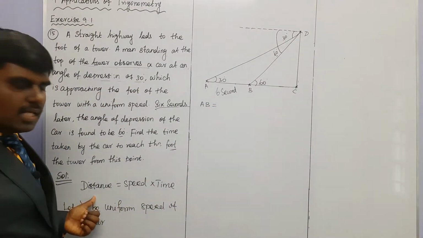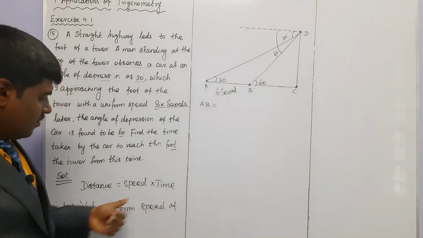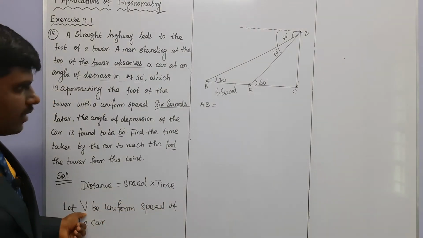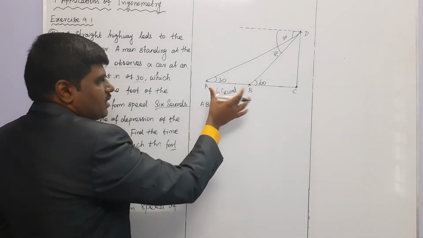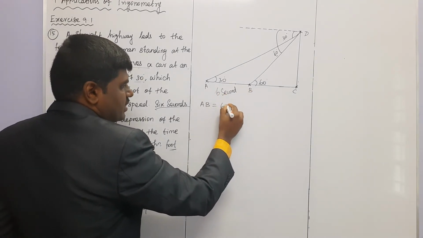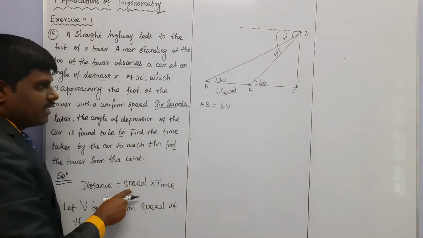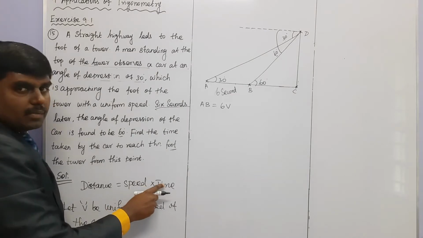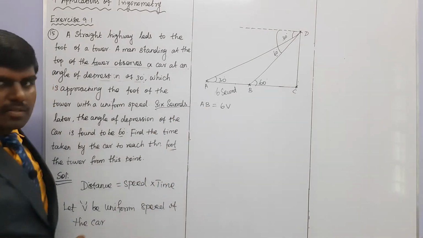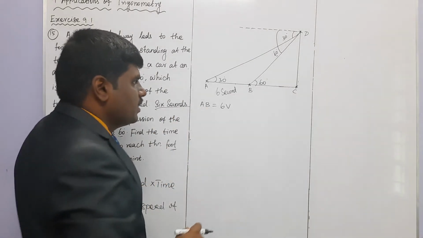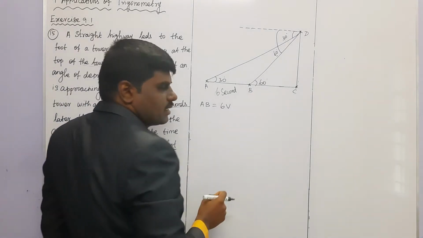The distance of AB is equal to, what's the distance formula? Speed into time. What's the speed? I will choose V. What time? 6 seconds. Therefore the distance of AB is equal to 6V. Speed V, time 6. Understand? Next, BC. I need the distance of BC.